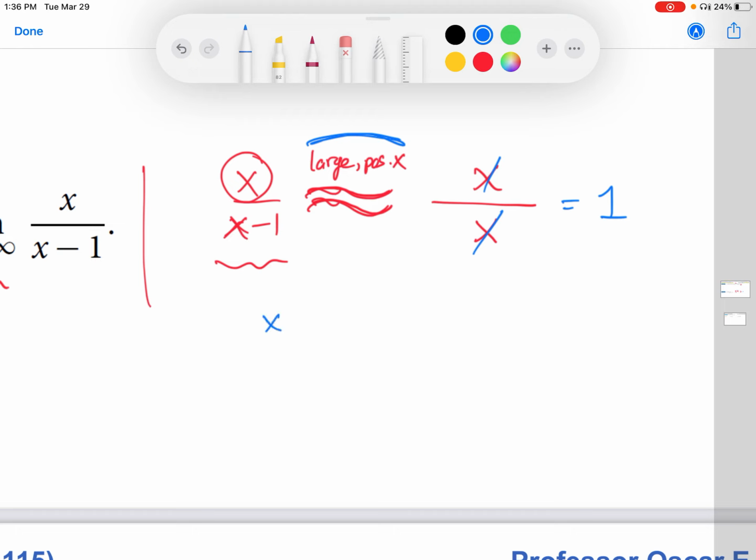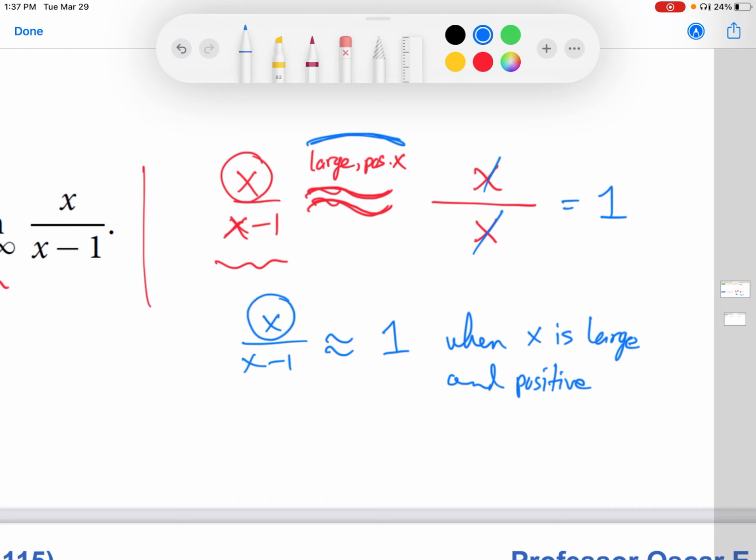So what have I shown? I've shown that this function is approximately equal to 1 when x is large and positive. This is an example of what's called a growth argument. Why is it called a growth argument? Because in the numerator, I thought about how fast the numerator grows as x goes to infinity. It basically grows like the linear function y equals x. How fast does this function grow? It basically grows like the function y equals x. It doesn't matter that there's a 1, that just shifts the graph down a little bit, by 1 unit.